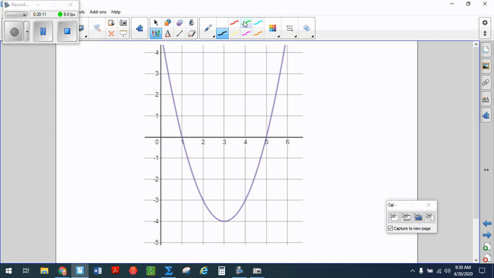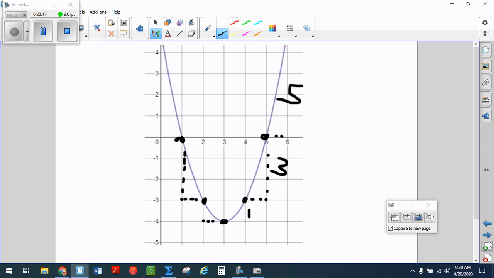All right, so we had our vertex at 3, -4. We went over 1, up 1. From there, we went over 1, up 3 boxes. From there, we went over 1, up 5 boxes, which actually goes off my graph because I only captured it up to 4. Other direction, over 1, up 1 box, over 1, up 3 boxes, and then the next one goes over 1, up 5. And that's a quadratic pattern.